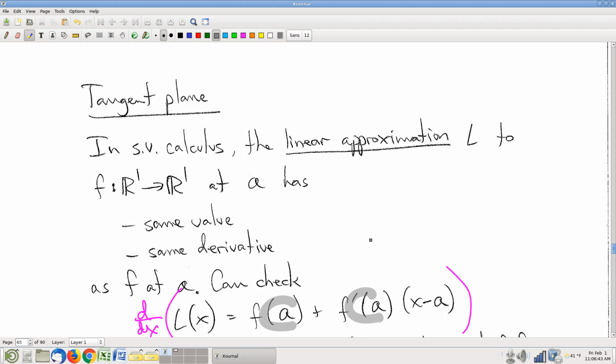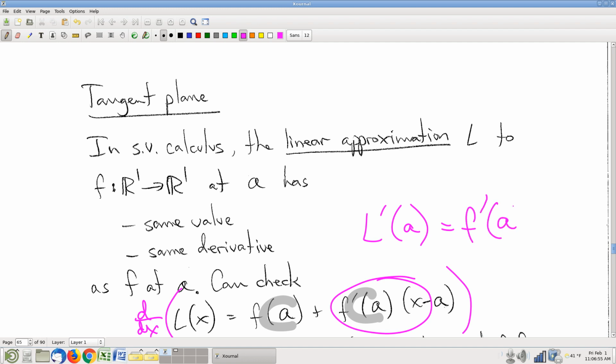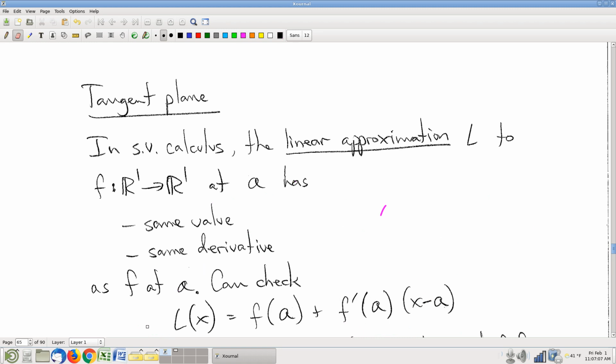So when you take a derivative, really the only non-constant term you have is that there's a constant times x, and therefore L prime of a is equal to f prime of a. That constant, f prime of a. And so this L has the same derivative at a as well. Okay, so y'all have hopefully seen all of that in single variable calculus class. We're going to define very analogously.